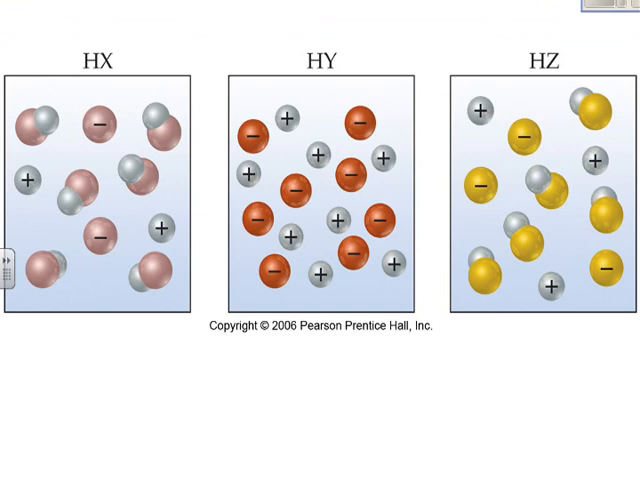So take a minute to take a look at these three acids, or pictures of these three. So we have HX, HY, and HZ. And as part of your homework, rank these in terms of acid strength. So put the strongest acid here, middle acid here, and the weakest acid farthest to the right.